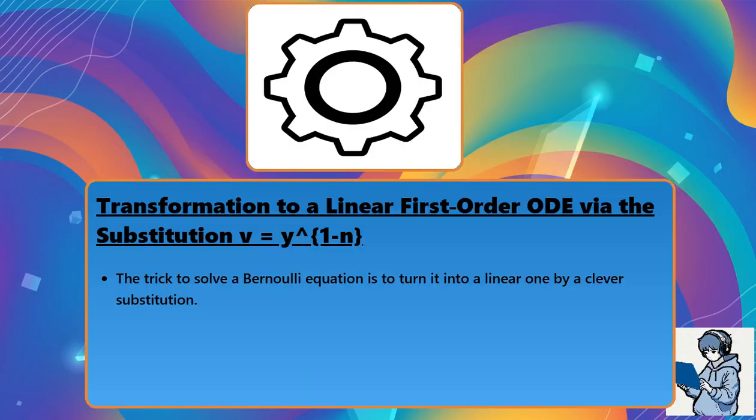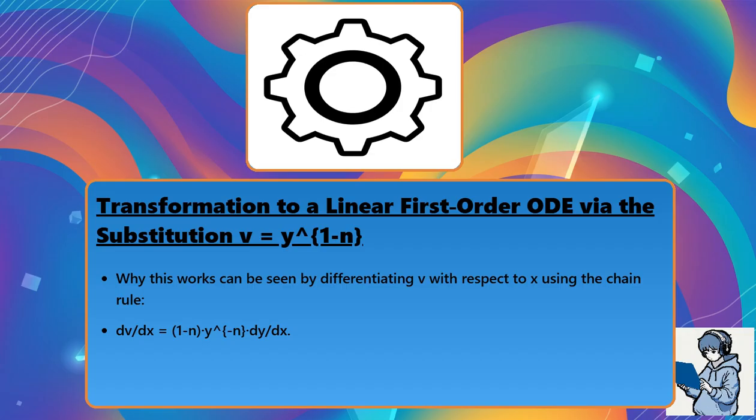The trick to solve a Bernoulli equation is to turn it into a linear one by a clever substitution. Define a new variable v as v equals y to the power of 1 minus n. Why this works can be seen by differentiating v with respect to x using the chain rule. dv/dx equals (1 minus n) times y to the negative n times dy/dx.